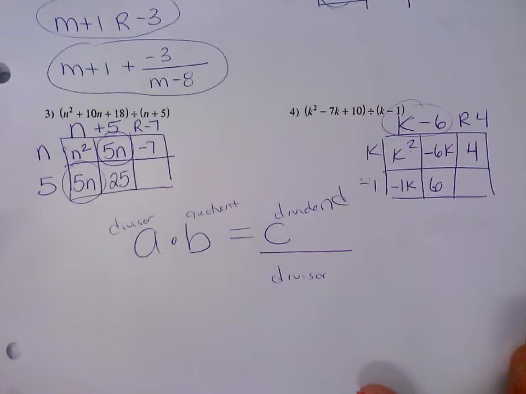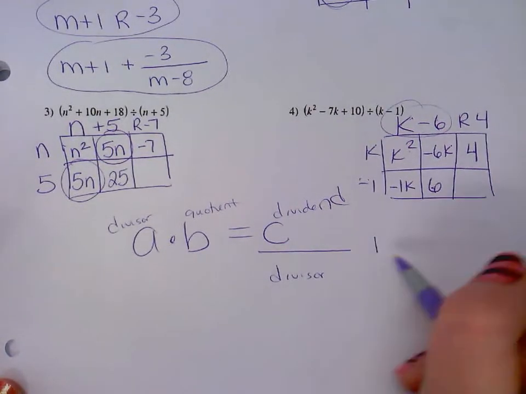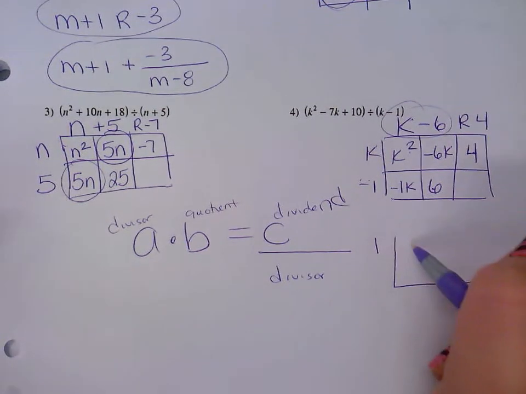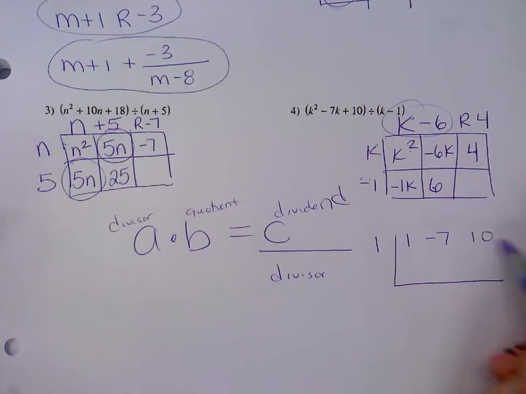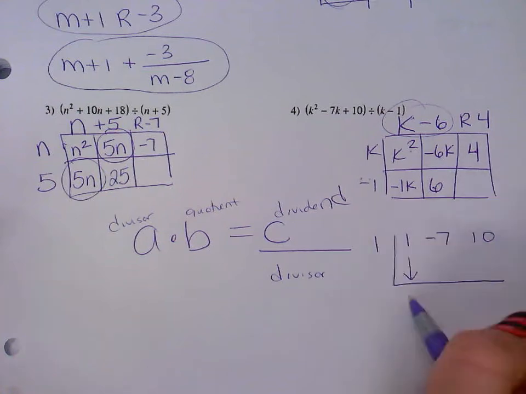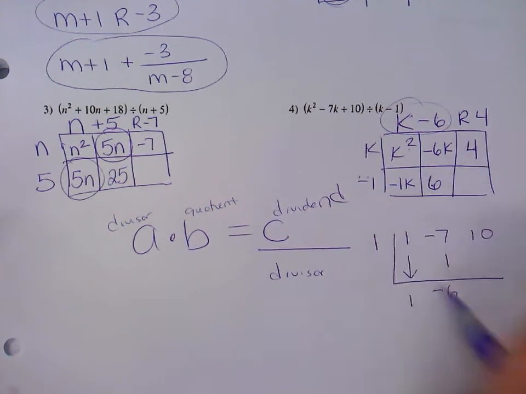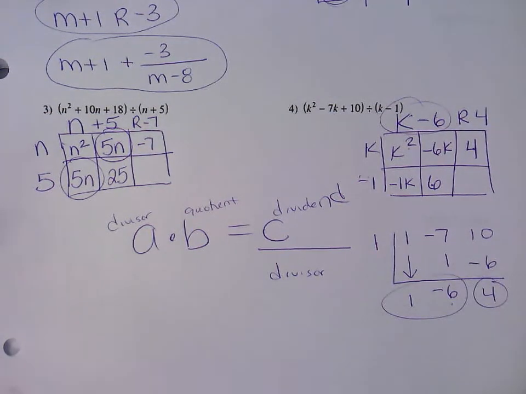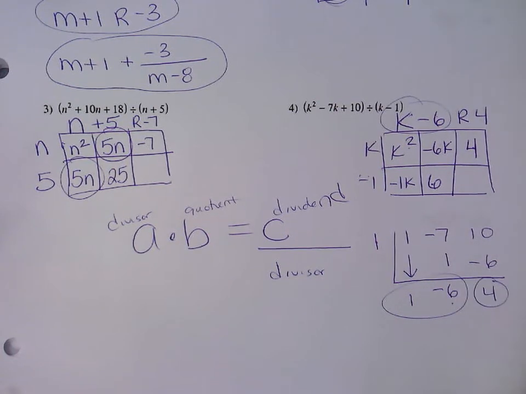And if you tried it with synthetic, you would put a +1 outside for that k minus 1. You would put 1, -7, 10, bring down the 1. 1 times 1 is 1. There's your -6. 1 times -6. There's your remainder of 4. And there's your x minus 6. I don't know how synthetic works. It's a little bit of magic. But it is kind of cool. It's a way to check your answer too. If you're like, all right, I'm going to do synthetic and do the box, and then I'll make sure that I got the same answer, just to double check.